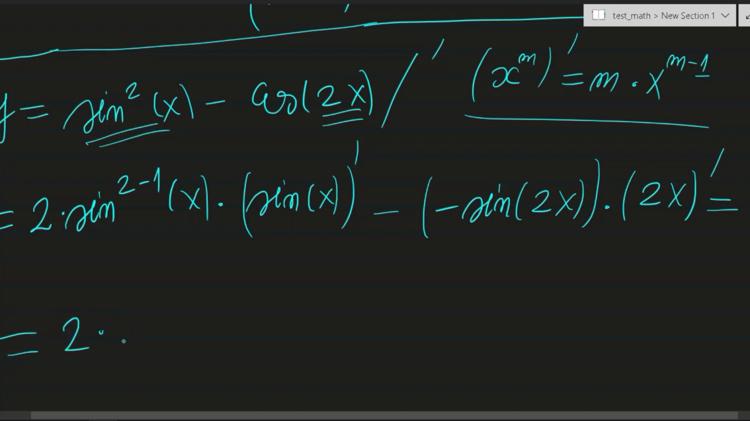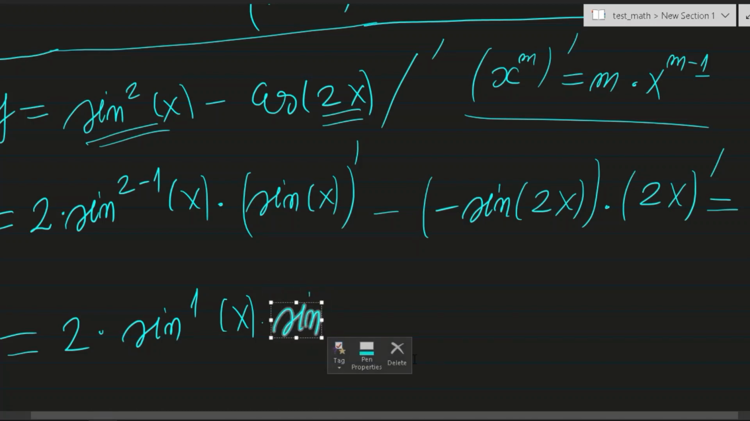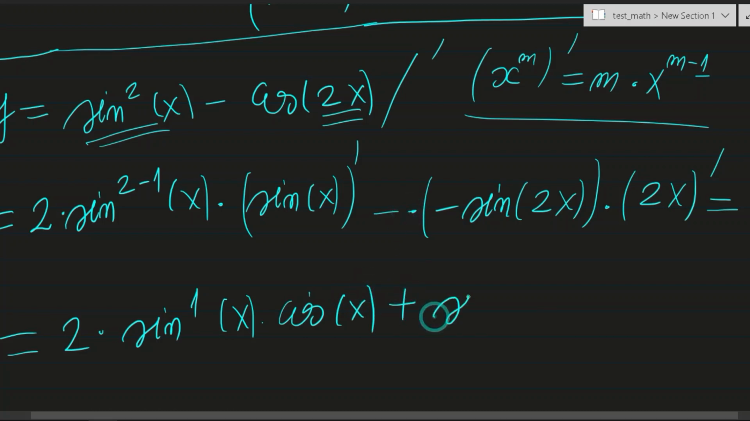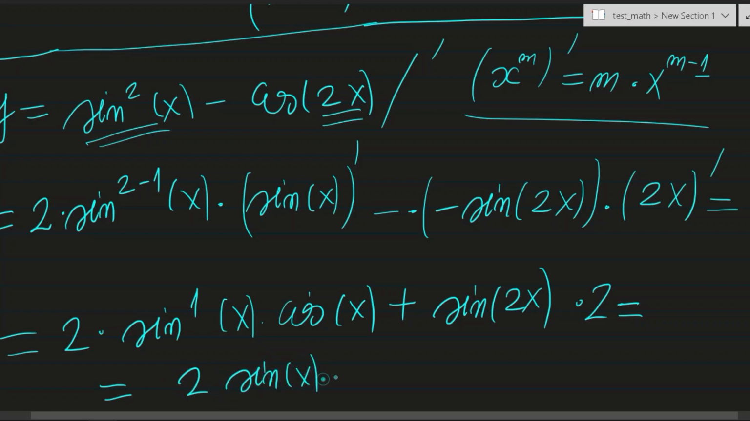Now let's go. Sine squared x, sorry, here we have the derivative of sine x is cosine x, minus multiplied by minus is plus sine 2x, derivative of 2x, this is the constant, derivative of x, it's 1. Now we can write here 2 sine x cosine x plus 2. When we have the multiplication, we can change the place, and this is the result.